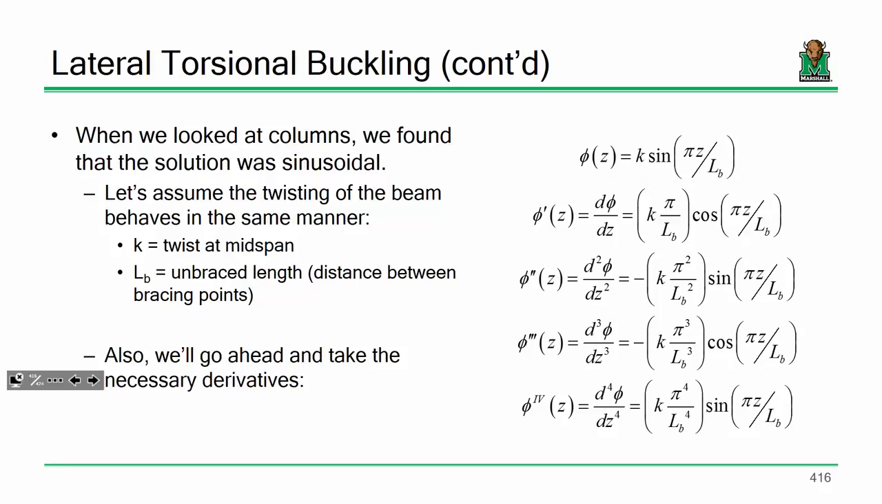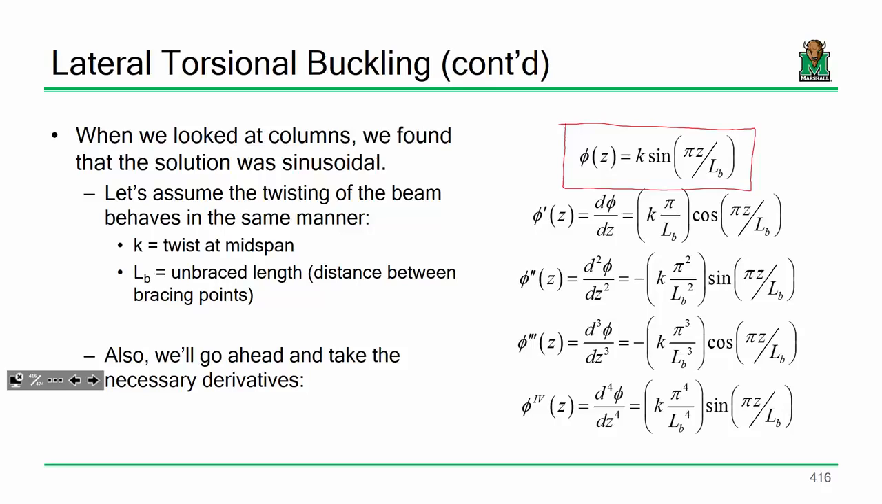If I plug in, let's look at this equation up top. Let's look at that right there. What happens to that equation if I plug in z equals 0? What do I get for an angle of twist? I get the sine of 0, and I get 0, right? Now what happens if I plug in z equals L? What do I get? The sine of pi. And what's the sine of pi? 0, right? So this equation has 0 angle of twist at one end of the beam and at the other end of the beam. Make sense?